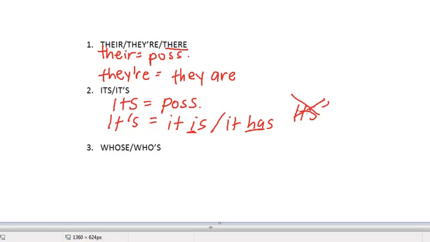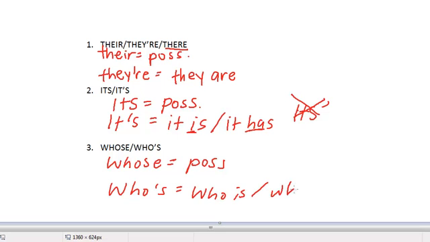The third one that I want to talk about is using whose and who's. The first one over here, WHOSE, is a possessive of who. And then WHO apostrophe S is a contraction for who is or who has. Again, the apostrophe here is taking the place of the I, or the letters H and A. These rules are going to keep coming up again and again, so it's very important that you know how to distinguish the difference between using a contraction or a possessive.